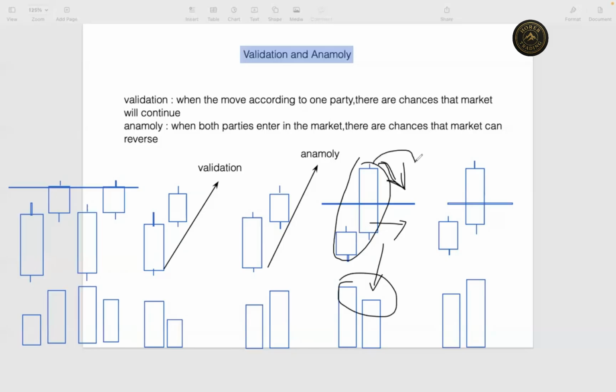Okay, so this is a manipulation. If you didn't see volume and you trade this, you can lose. So this is an anomaly. This is clearly an anomaly, because price will reverse. The price will not continue. So this is a weakness from buyers. This pair is displaying a weakness in volume.